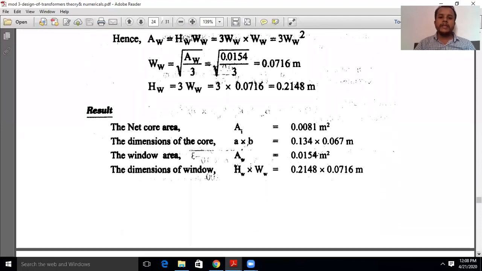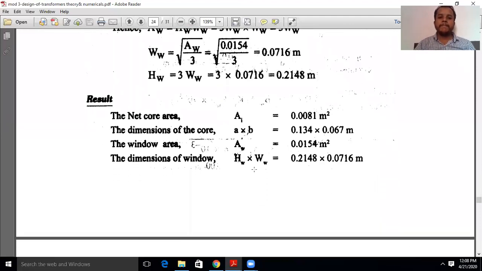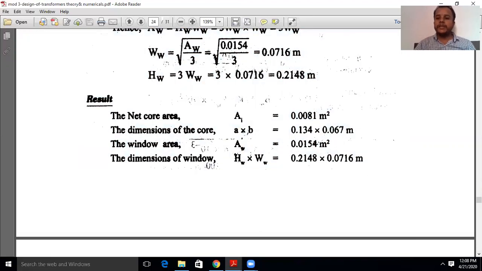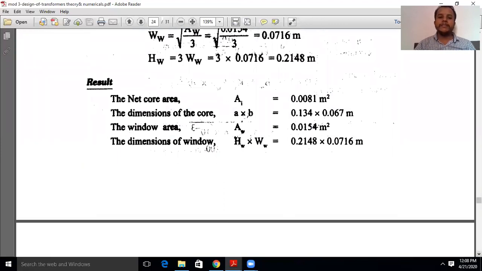Now here you can see the core area Ai is A into B, the dimensions of the core, and again the dimensions of the window will be Hw into Ww. So these are the things we have calculated.